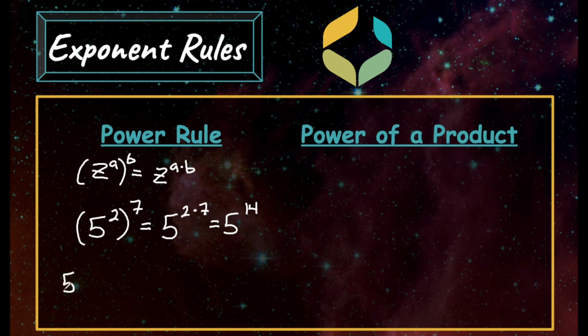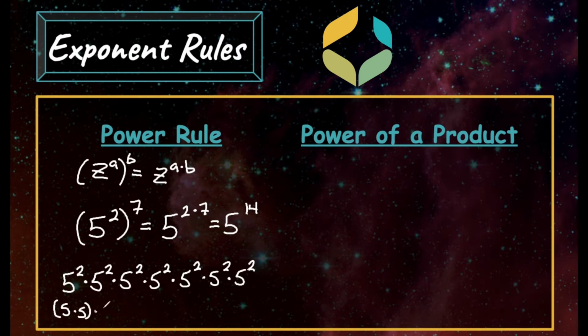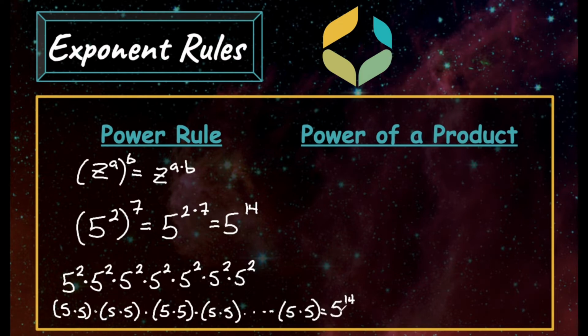5 to the power of 2 to the power of 7 means that we have to do 5 squared times itself 7 times: 3, 4, 5, 6, 7. This is going to be 5 times 5 times 5 times 5 times 5 times 5 times 5 times 5. We're going to do this 7 times. And at the end, you will see that there will be 14 5s in total.